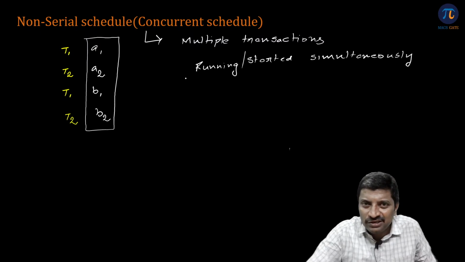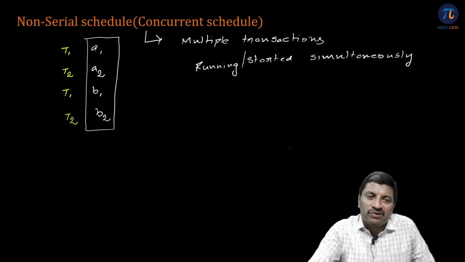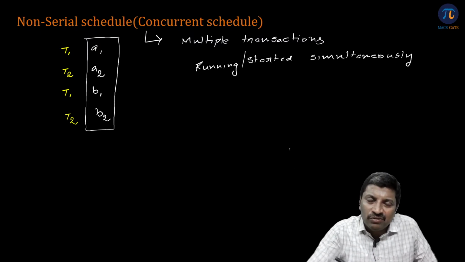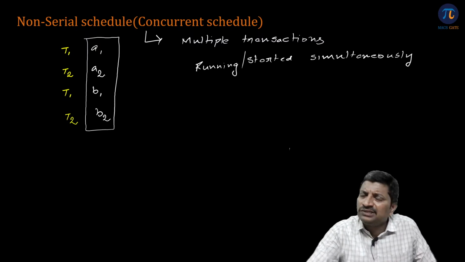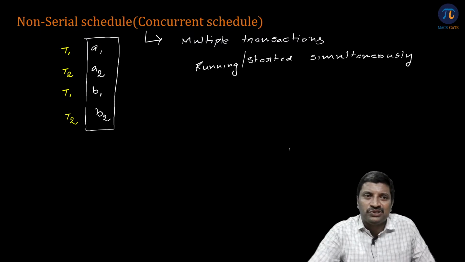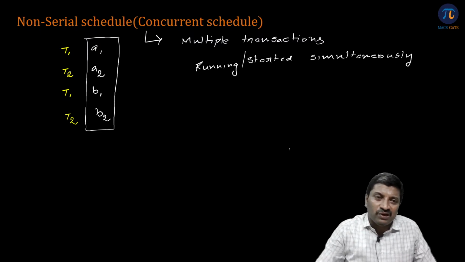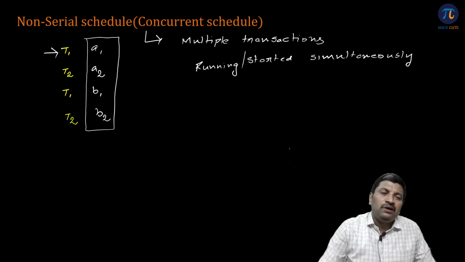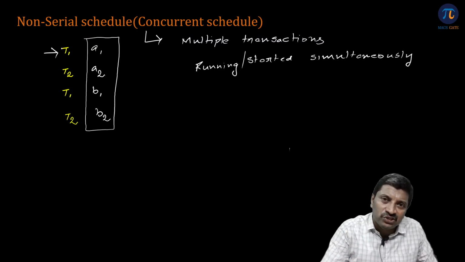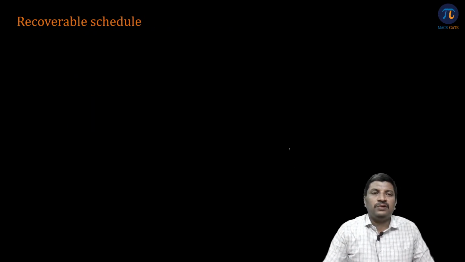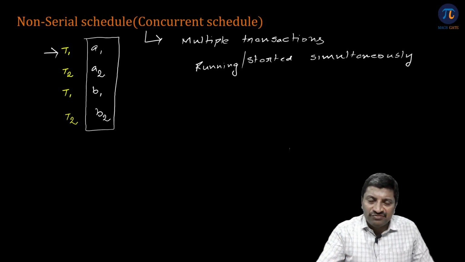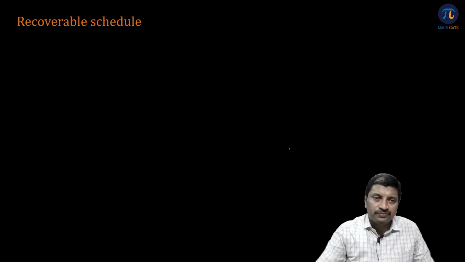Now the question is, like we counted the number of serial schedules, can I count the number of non-serial schedules? Yes, of course, we can do it. To count the number of non-serial schedules, I need to know the number of operations in T1 and the number of operations in T2. Okay, so before going to that counting, let us finish the types of schedules.